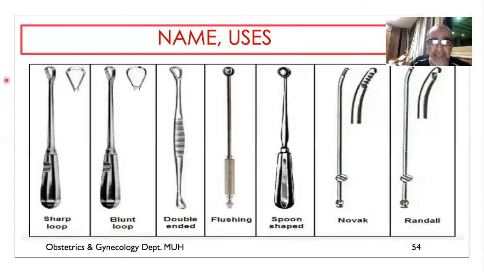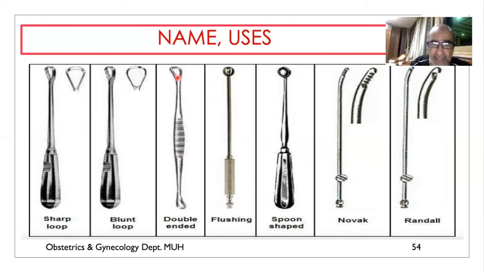What are these? These are uterine curettes. This is a sharp curette, single-ended. This is a blunt curette. Sharp curette is used in gynecology. A blunt curette is usually used for uterine evacuation in treatment of missed abortion.